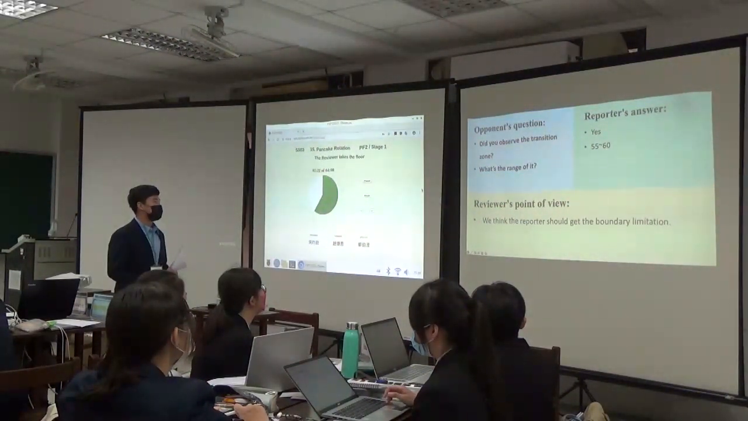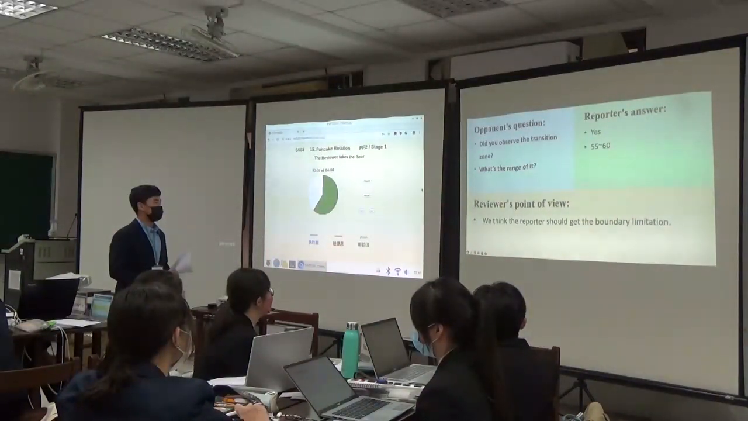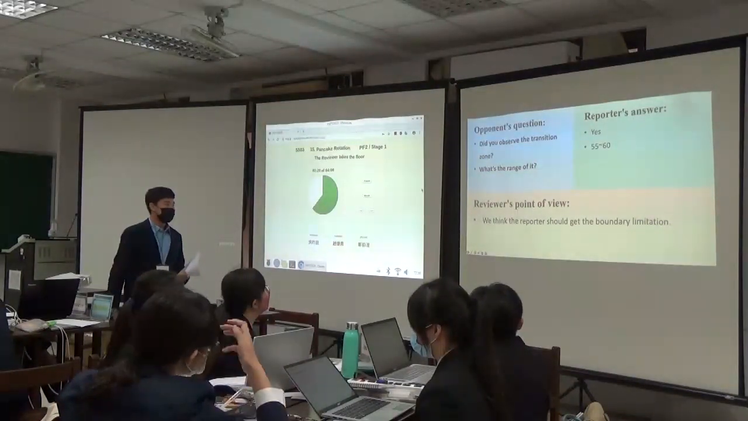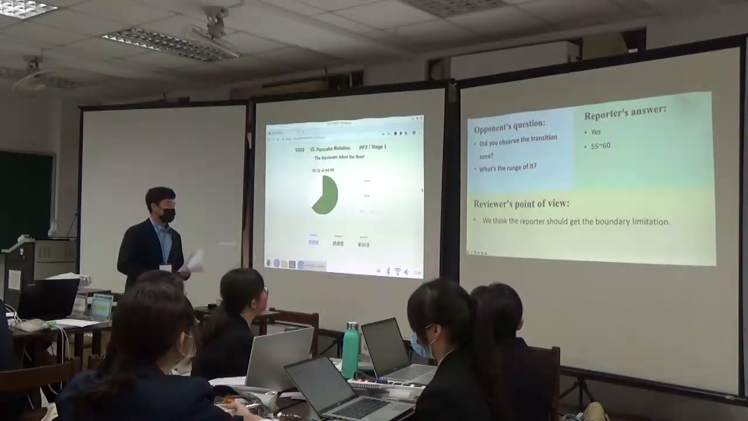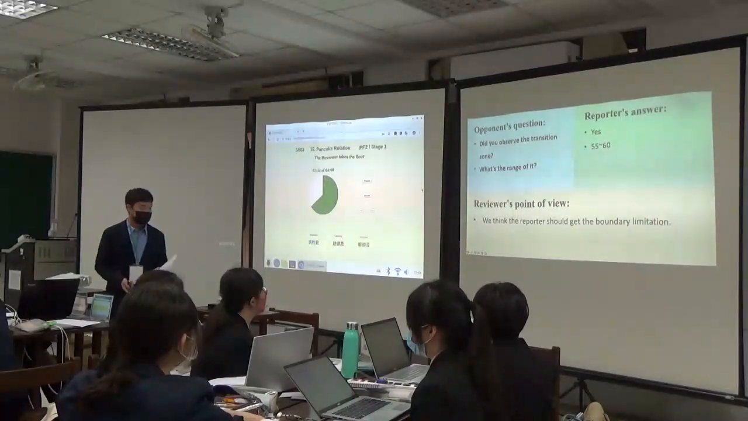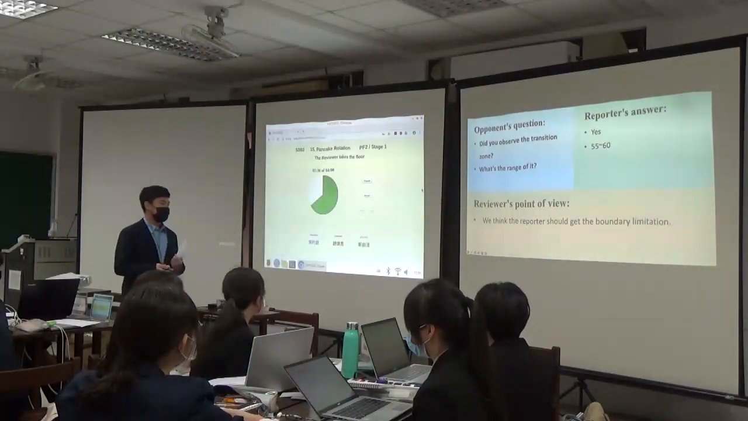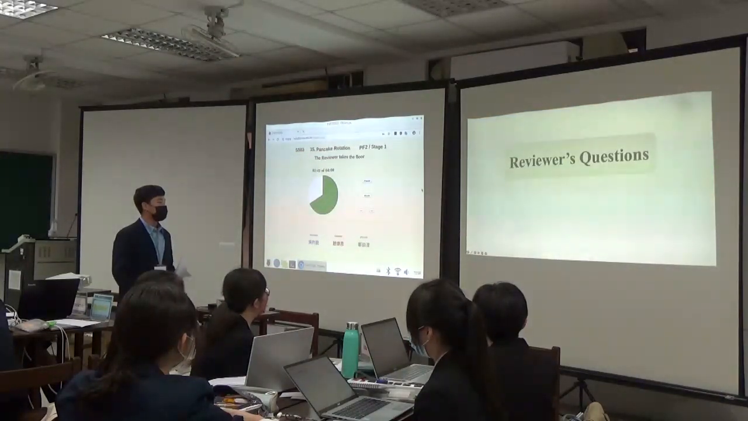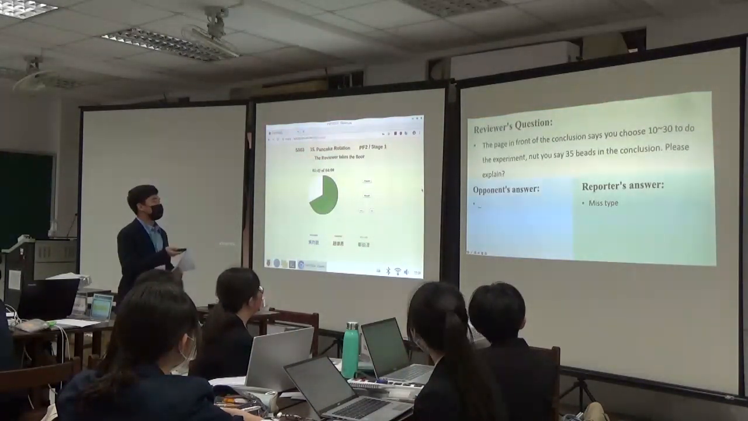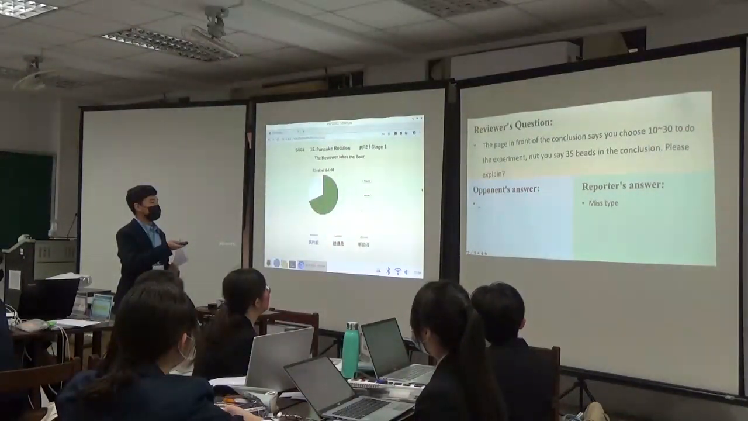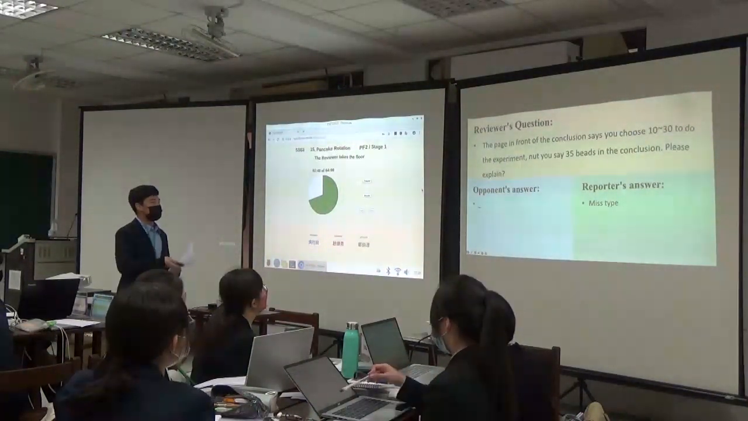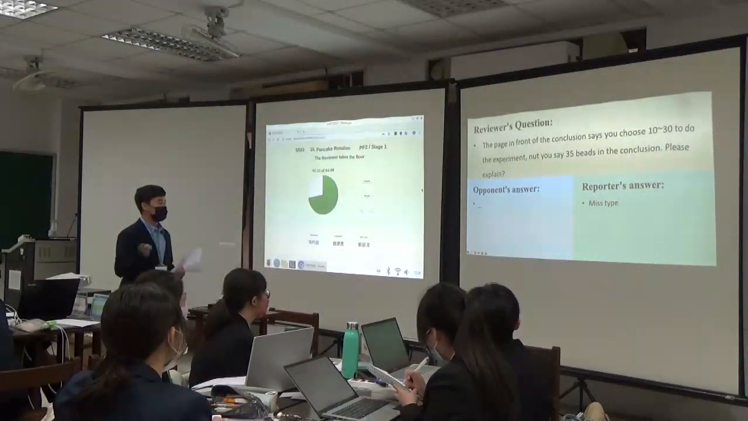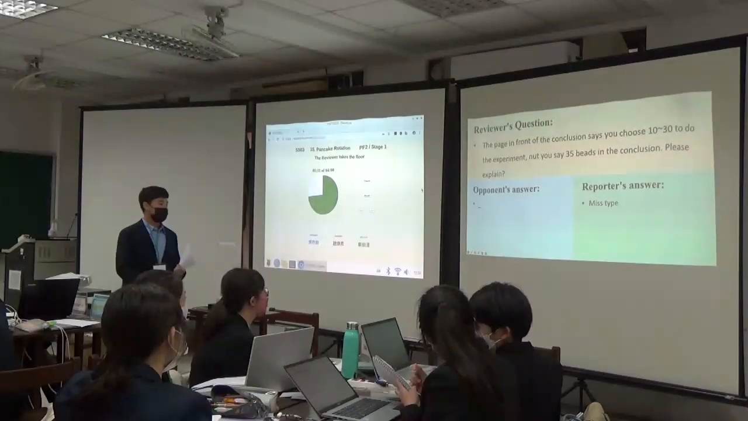Next question, the opponent says, do you observe the transition zone? And what's the range of it? Reporter says yes. We think the reporter should get more data and get the limitation. Okay, this is a reverse question. The data is from 10, 20, and 30, but you said 35. The reporter says it's a mistype.